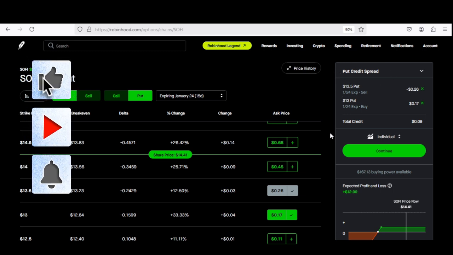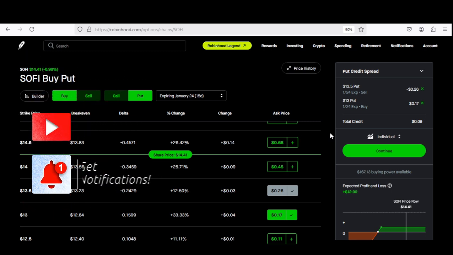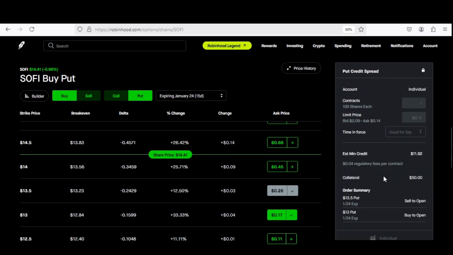The put credit spread is another brilliant option strategy if you're trading with a small account. Let me walk you through it. Let's continue. We're going to hit review order, and there you have it. With the first strategy, the cash secured put, you were receiving around $27, but in that case, you needed a collateral of $1,350. By making just a slight tweak to this strategy, you now have to leave a collateral of only $50. What that's going to allow you to do is increase the number of contracts you have.